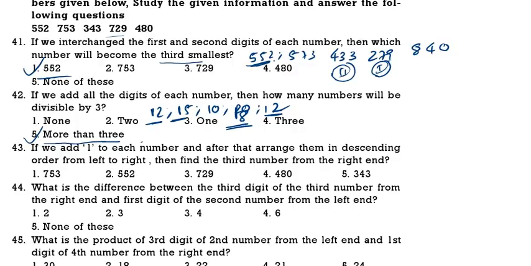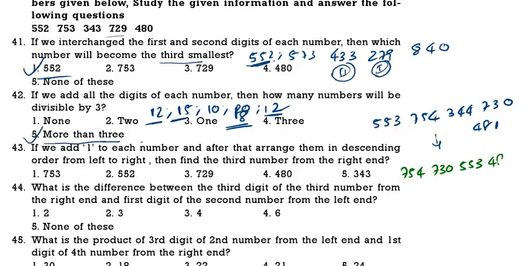Then if we add 1 to each number, then arrange them in the descending order. So add 1 to each number, then the numbers will become 553, 754, then 344, then 730, then 481. Now arrange these in the descending order. That will become 754, 730, 553, 481 and 344. Then which of the following is the third number from right hand? So the third number from right hand is 553. The original number is 552.